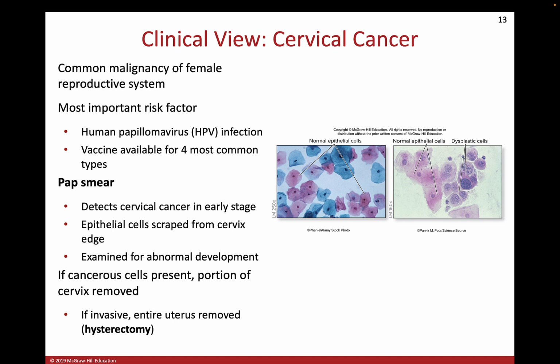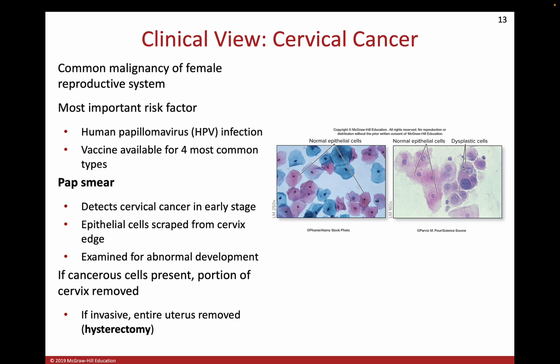Another situation that needs to be addressed is cervical cancer. This is a very common malignancy that's associated with the female reproductive system. When we look at the most important risk factor for this, it is HPV, or the human papillomavirus. Currently, there is a vaccine known as Gardasil, and it is available for 4 of the most common types of HPV. The screen is a pap smear, which detects cervical cancer in the early stage.